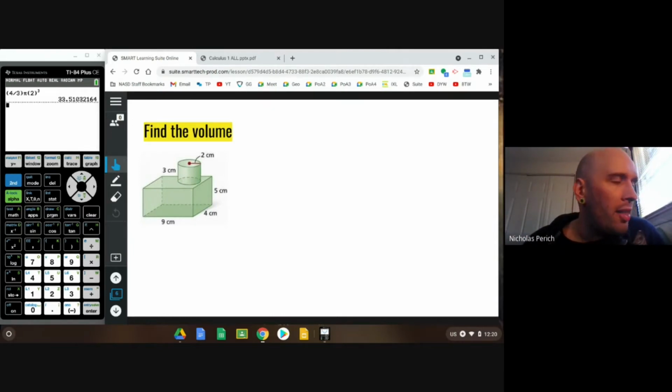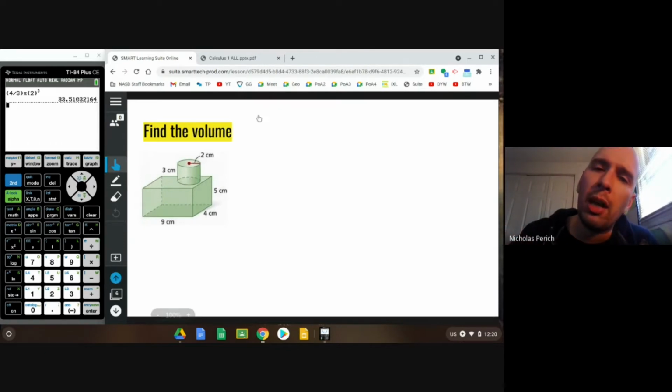The way we find the total volume of two shapes glued together is we pick one shape and find the volume. We pick the other shape, find the volume. Then we add those two shapes together if they're glued together, and that's what we have.